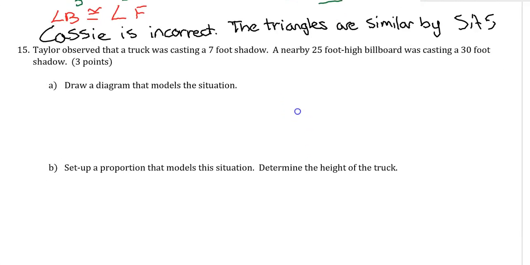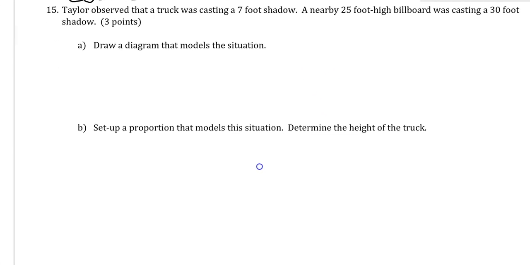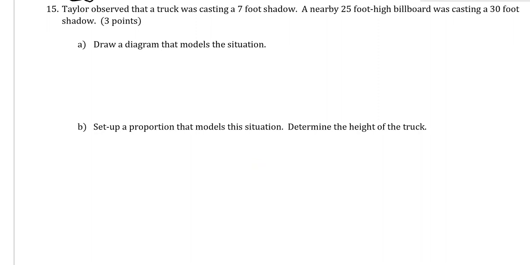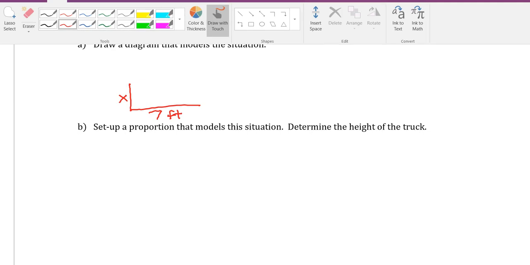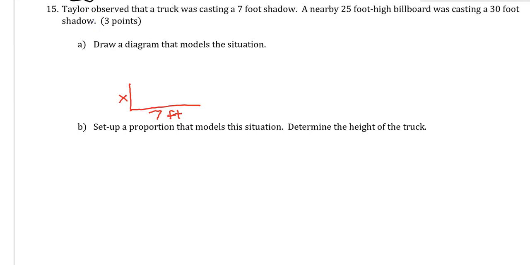All right, then our last question. Taylor observed that a truck was casting a 7-foot shadow. A nearby 25-foot high billboard was casting a 30-foot shadow. Draw a diagram. So we have our truck that's casting a 7-foot shadow. I don't know how tall the truck is, right? Never tells me. And then we have a 25-foot high billboard casting a 30-foot shadow. 25 feet. There's my diagram. That's all you have to do.